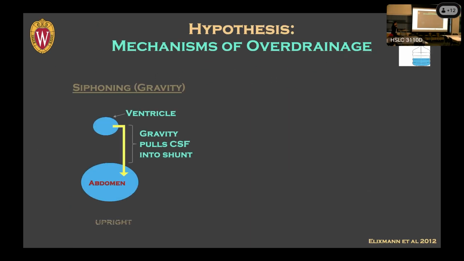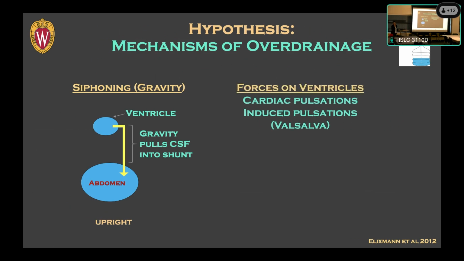So we and others understand that gravity is the major cause of overdrainage. However, we have also done some mathematical simulation and showed that even in the horizontal position, when there is no gravity, there are forces that act on the ventricle that can cause overdrainage. And these can be physiologic, from the cardiac pulsations, breathing patterns, or movements that the patients do, such as Valsalva.